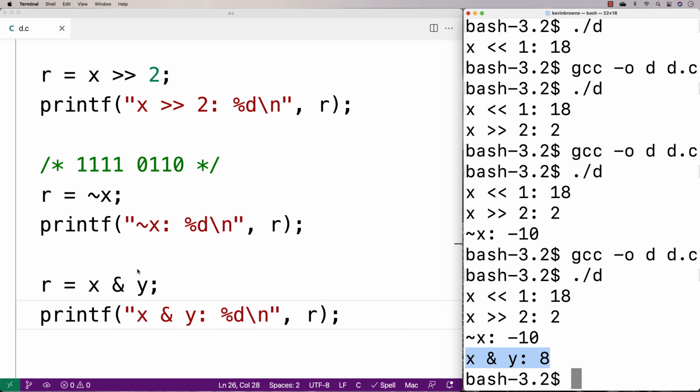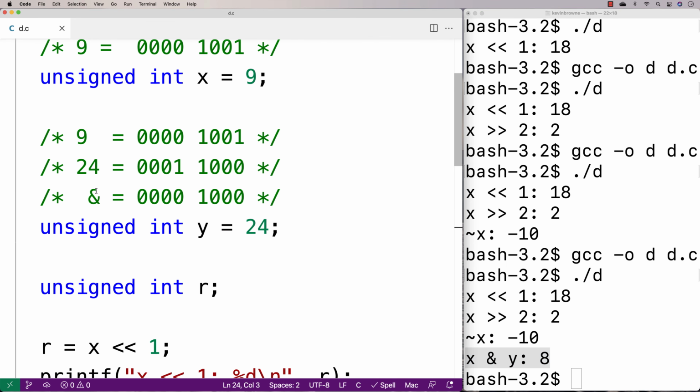Okay, let's do another one. Let's do the OR operator. So the OR operator looks like this. The OR operator is going to flip the digit to 1 if either one or both of the operands has a 1 in that position. So in this case here, these first couple are all zeros here. So it'll be 0, 0, 0, 0, 0.